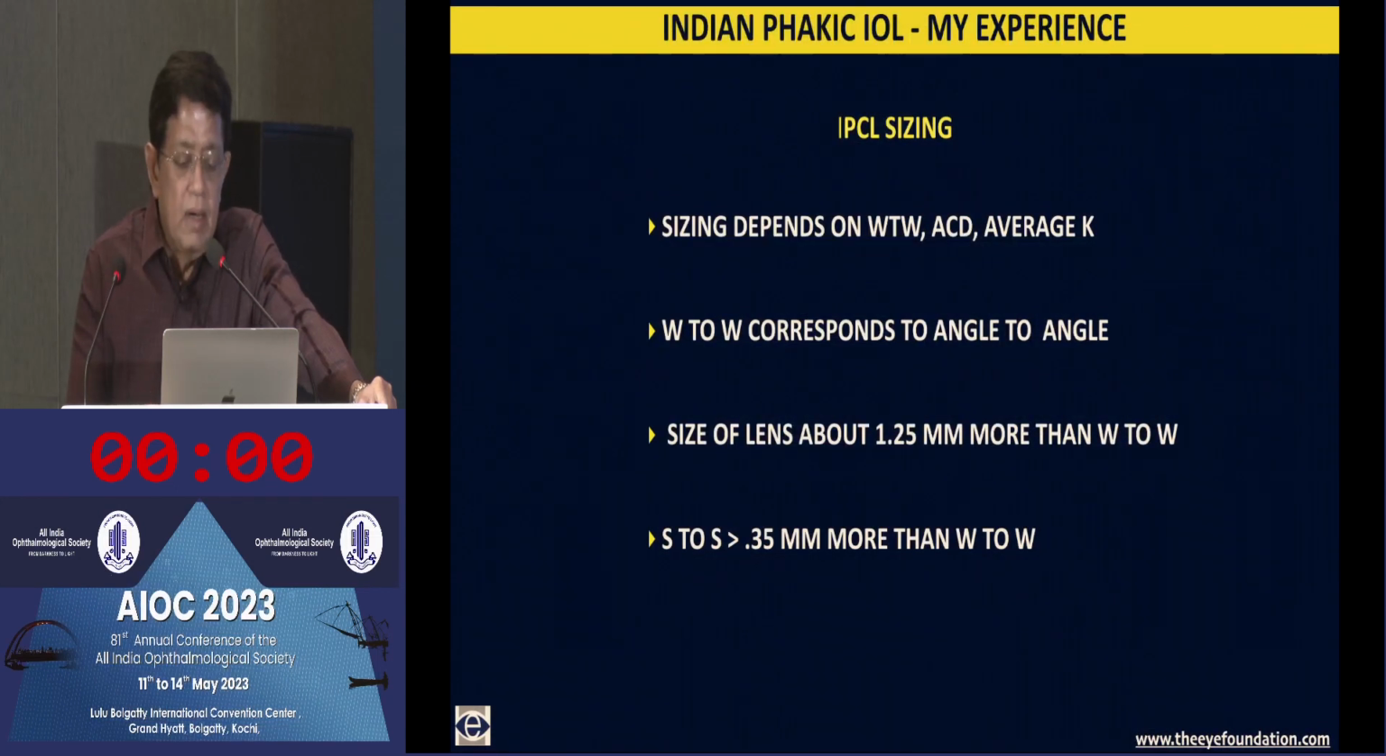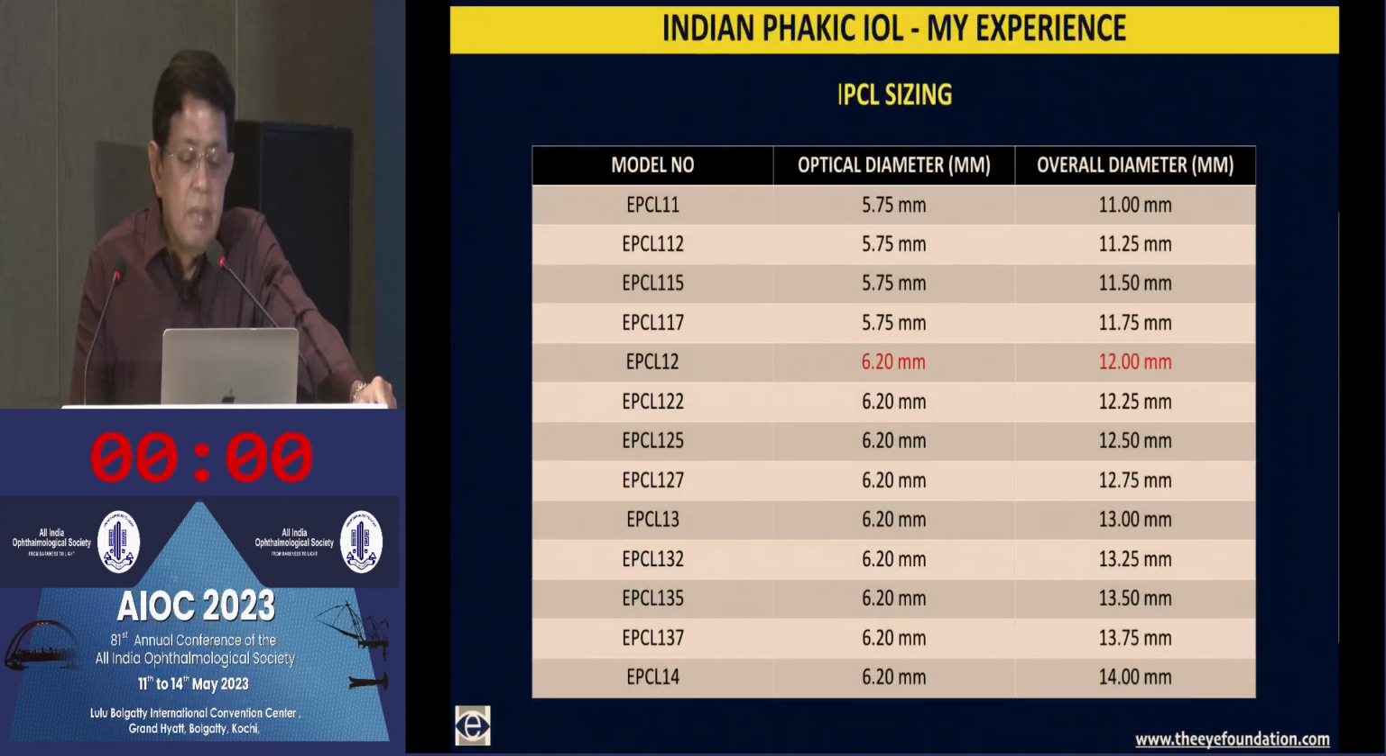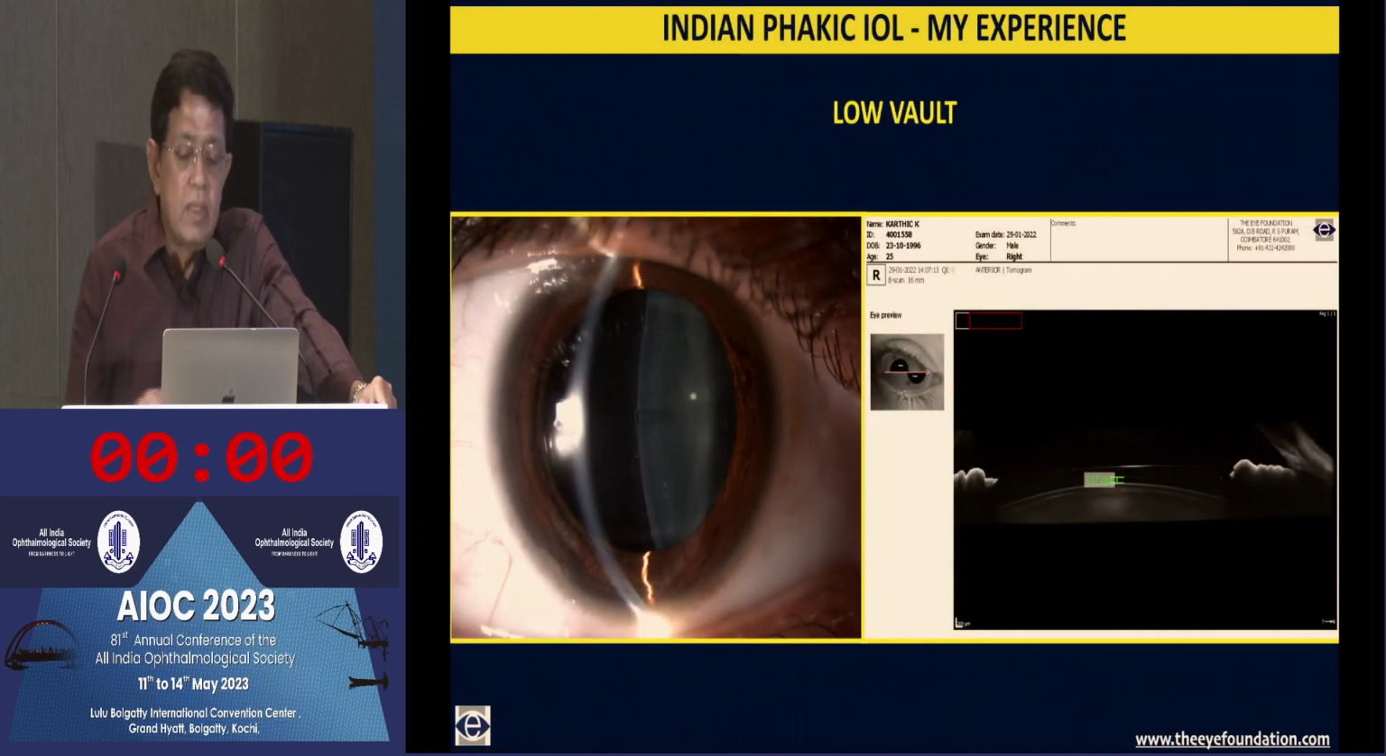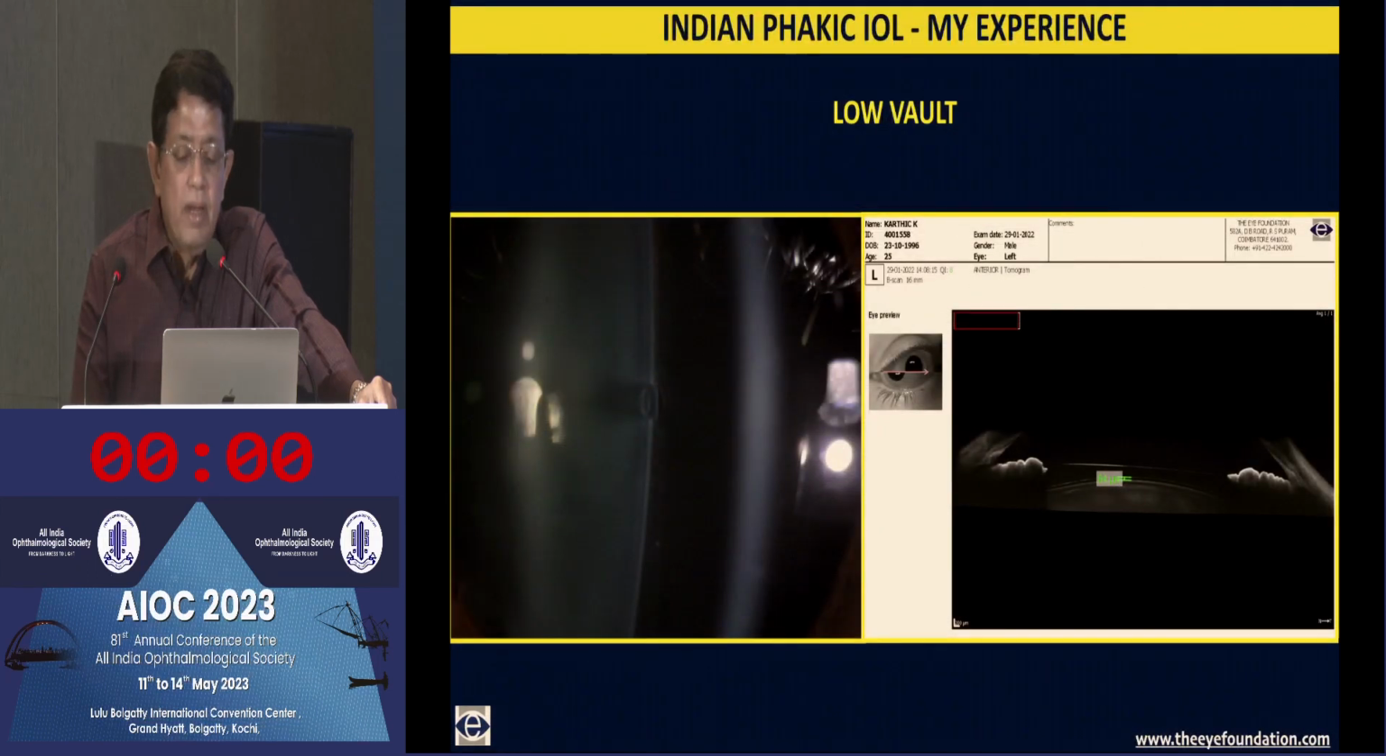I think already Dr. Bhasin has dealt with this, but these are the IPCL sizing. The ICL comes in 0.5 millimeter steps, while this comes in steps of 0.25 millimeters, so it gives a little more option. Also, it comes from 11 to 14 millimeters. Exactly the question you asked, Dr. Suhas. You can see this patient operated about 5 years back. Right eye, the vault is just 117 microns. Left eye, the vault is just about 84 microns.